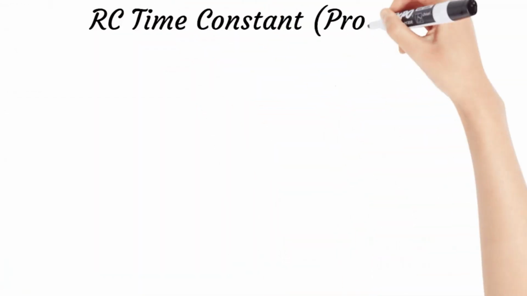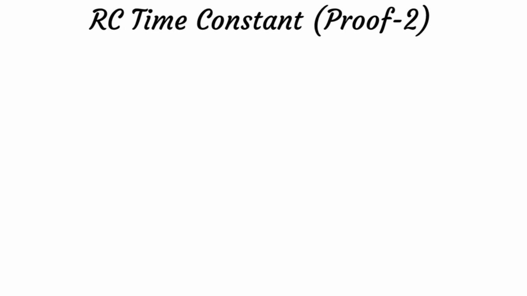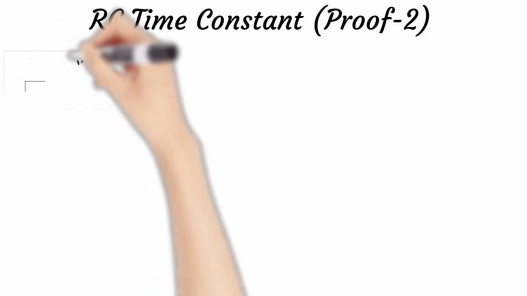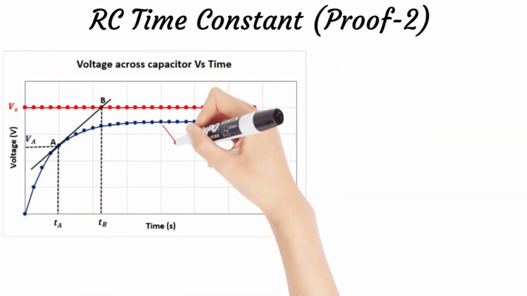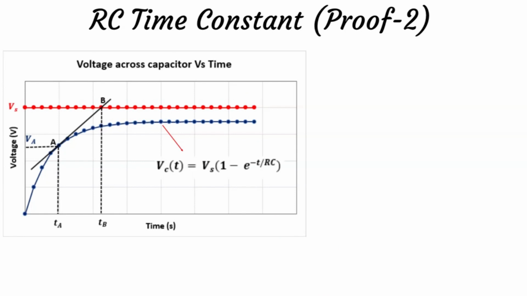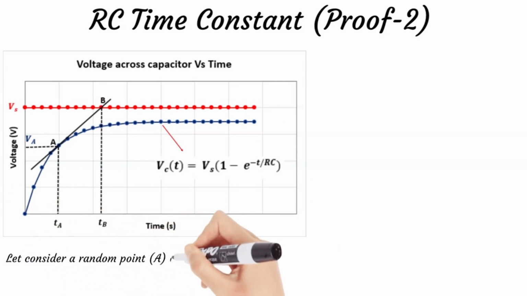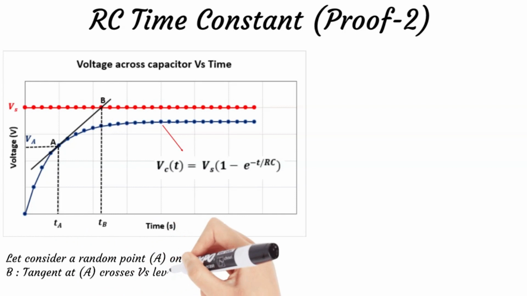Here, we are going to show that the time constant of an RC circuit doesn't depend on the point we are selecting on the graph, voltage across capacitor versus time. The curve is drawn using observed values, and I have selected point A on the curve as a random point before the voltage gets steady. The tangent at point A is drawn in black line, and B is the point where the tangent at point A crosses the supply voltage of the RC circuit, which is V0.